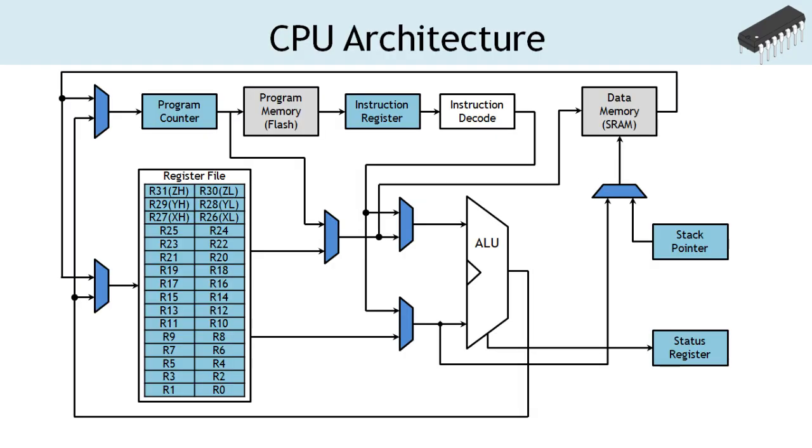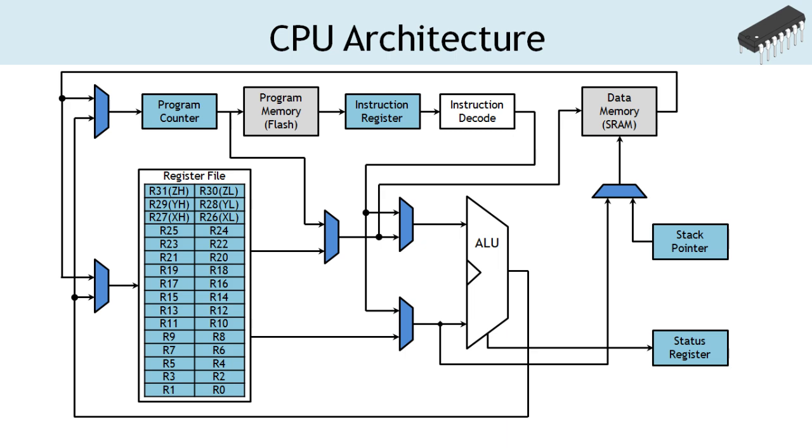Hello and welcome to the lesson on the architecture of AVR CPU core. The diagram shows the architecture of AVR CPU core. It consists of arithmetic and logic unit, that is ALU, a fast access register file, program counter, instruction register, instruction decoder, status register, and a stack pointer.